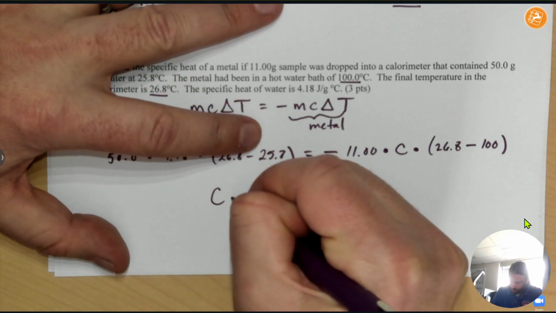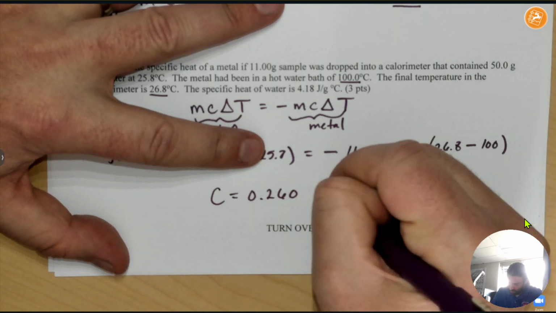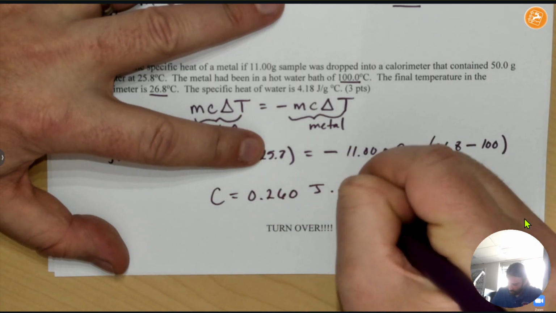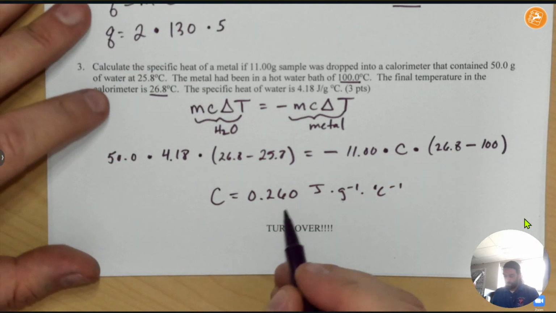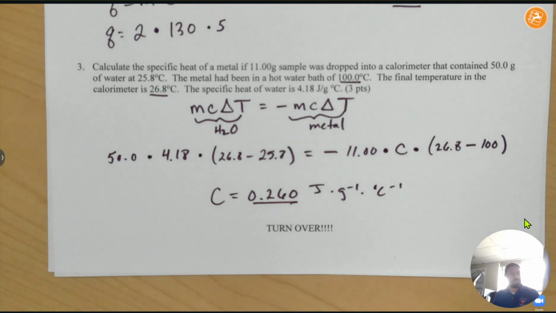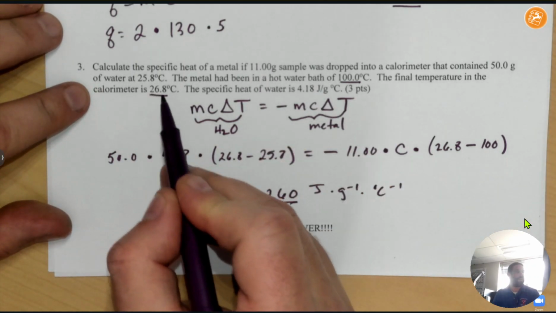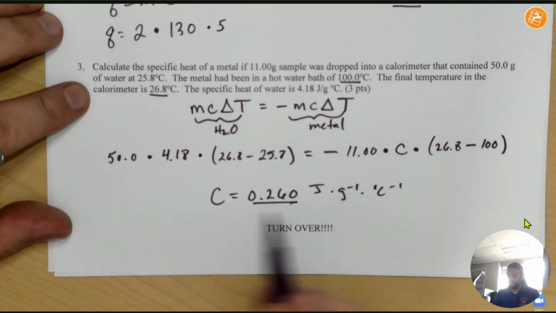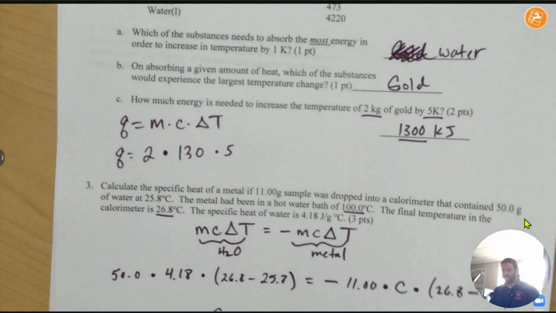When you solve, your answer should be 0.260 joules per gram per degree Celsius. Now you may wonder why I did 260. Sig figs. 4 sig figs. Oop, our temps have 3 sig figs, so I rounded the answer to 3 sig figs. That question itself was not too problematic.